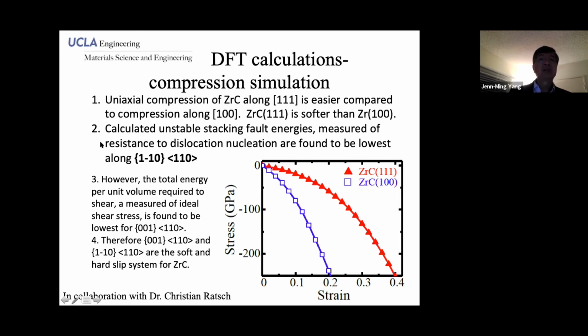And we can also calculate unstable stacking fault energies. Essentially, this is the measurement of the resistance to dislocation nucleation. And we found that it's lowest along the slip system of the 1 -1 0 plane and 111 orientation. So our conclusion from the DFT calculation is that the slip system of the 001 plane and 110 direction, and the 1 -1 1 plane and 110 direction, are the soft and the hard slip systems for the zirconium carbide.